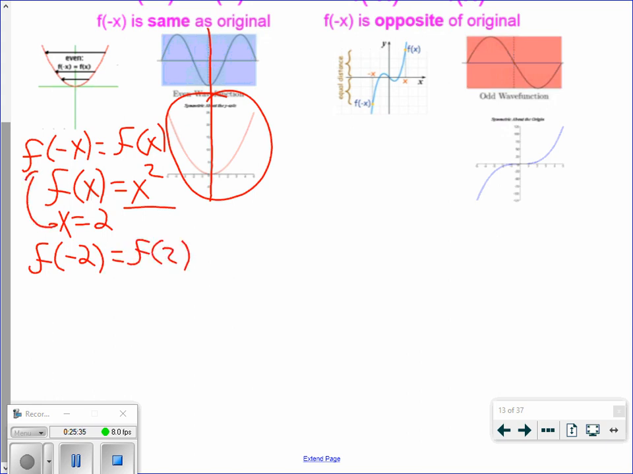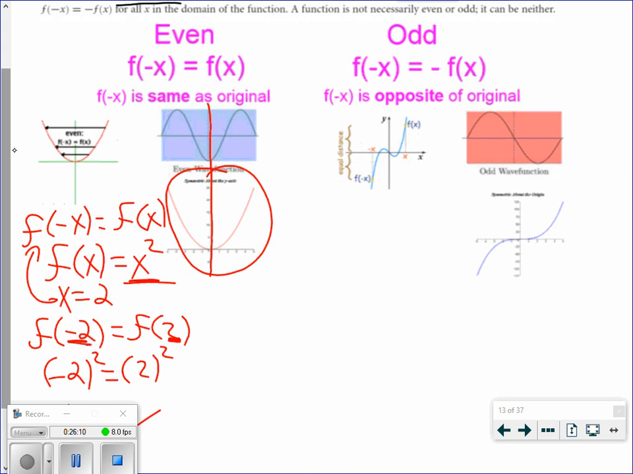I'm taking this x and plugging it into the equation we need to prove. So f of negative 2 means that we have the function f of x at an x value of negative 2. So we're plugging this negative 2 into that x squared. So we get negative 2 squared. That should equal f of 2. So the function f of x when x equals 2 is 2 squared. Negative 2 squared is 4. 2 squared is 4. That's true. We're good to go.